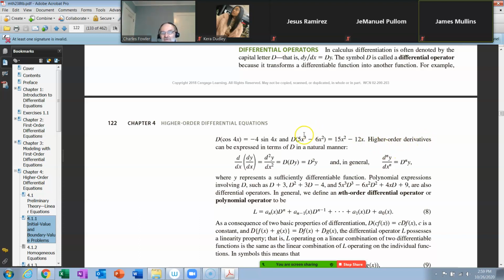Now, higher order derivatives can be expressed in terms of D in a natural manner. The d by dx of dy dx would then be d2y dx squared, which would be D of D of y, because this is dy, this is another D of that, and so they call it D squared y, okay? Which I guess is a little easier to write than this is, but what's the point, okay? Now, in general then, the nth derivative of y with respect to x to the nth would be D to the nth of y. It means the same thing, the nth derivative. What's the advantage? Not a lot. Okay. It represents a sufficiently differentiable function. In other words, you have to be able to differentiate it in order for that to make sense.